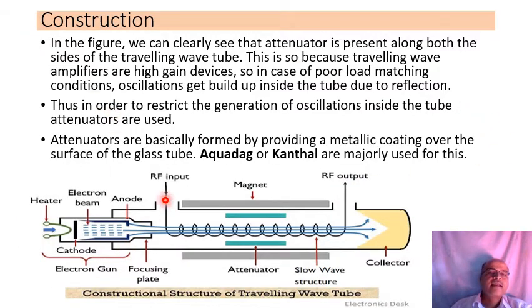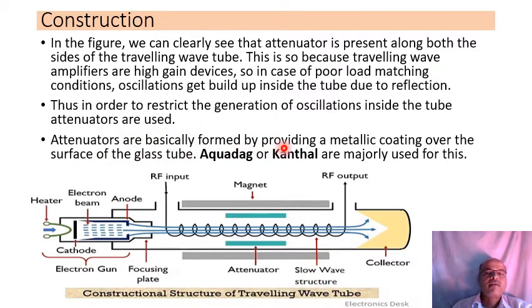As shown in this diagram, we can clearly see that an attenuator is present along the traveling wave tube. These are the attenuators. Blue, you can say, is the attenuator, and this is so because traveling wave amplifiers are high gain devices. So in case of poor load matching conditions, oscillations build up inside the tube due to reflection. Thus, in order to restrict the generation of oscillations inside the tube, attenuators are used.